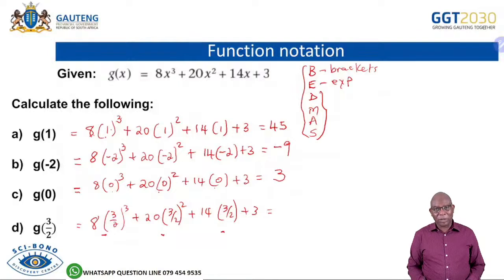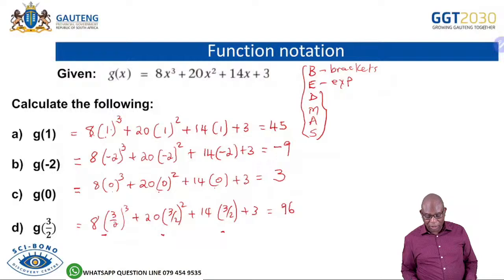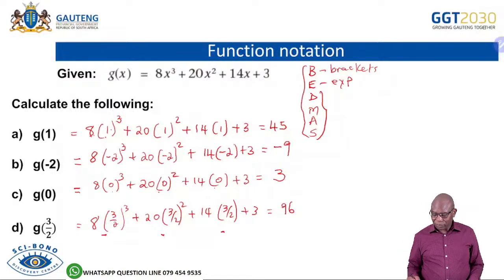Sometimes we make mistakes there, especially when we have negatives. So you just do it as it is, put it in a calculator, and the calculator will give you an answer. I think the answer that I got there was 96. Please check if I am correct there.